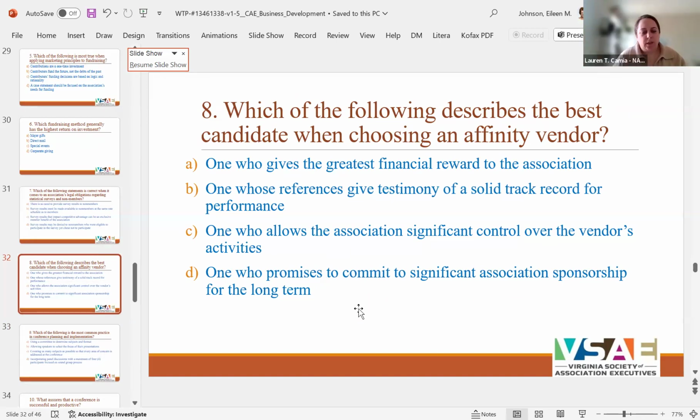Okay. Which of the following describes the best candidate when choosing an affinity vendor? A, one who gives the greatest financial reward to the association. B, one whose references give testimony of a solid track record for performance. C, one who allows the association significant control over the vendor's activities. D, one who promises to commit to significant association sponsorship for the long term.